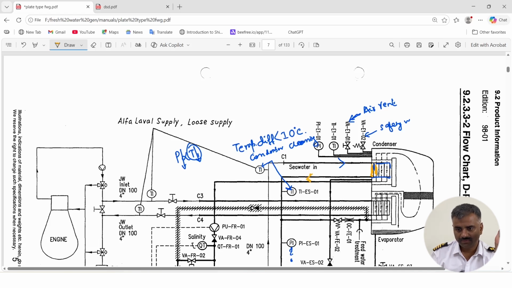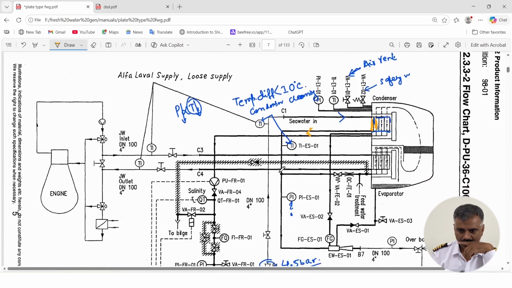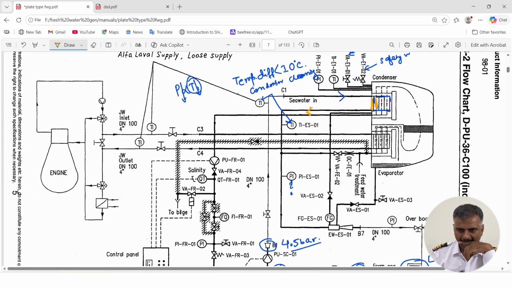Now, important thing, the seawater inlet side has got a temperature indicator over here, a temperature gauge. One temperature indicator here, and one temperature indicator is in the condenser outlet. The purpose of these two temperature indicators, it's very important to note the difference in this temperature. How will you come to know?